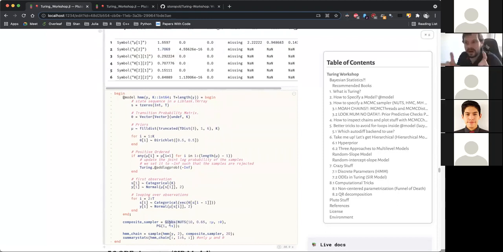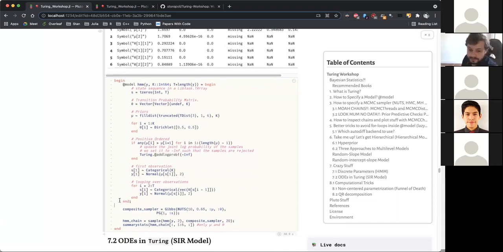And Gibbs is not a Gibbs sampler. It's not intuitive, but Gibbs is a shorthand for you to specify a composite sampler. You pass in which samplers you want, and then you pass the symbols of the parameters that you want each sampler to sample, and it will use a composite sampler.